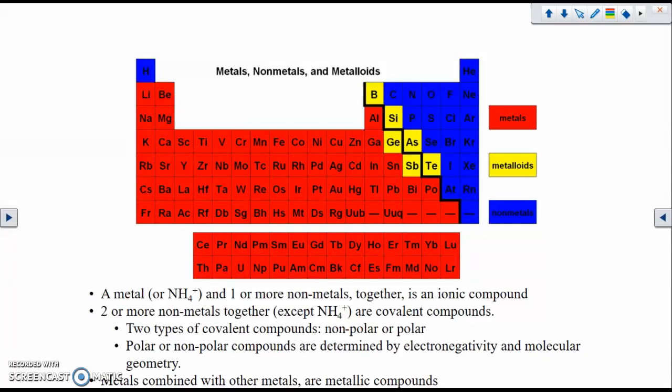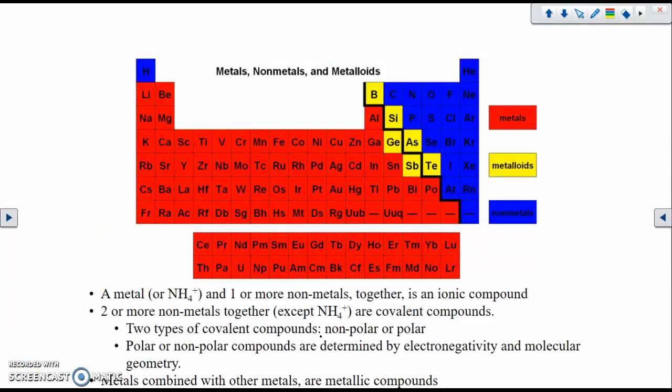Please just note that there is one exception in which no metal is present, but it's still considered an ionic compound, and that's the presence of this thing called ammonium ion. Anytime you see that, as well as any of these metals, that will be an ionic compound.